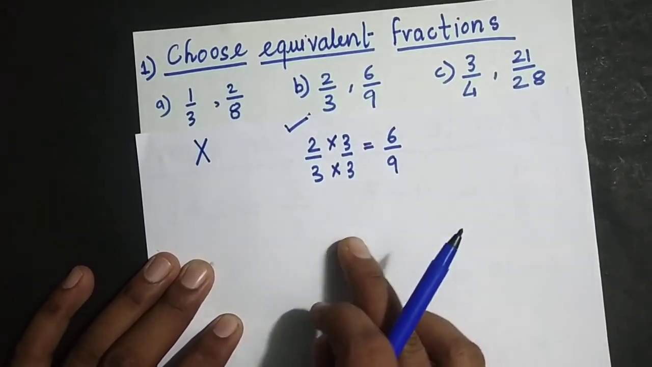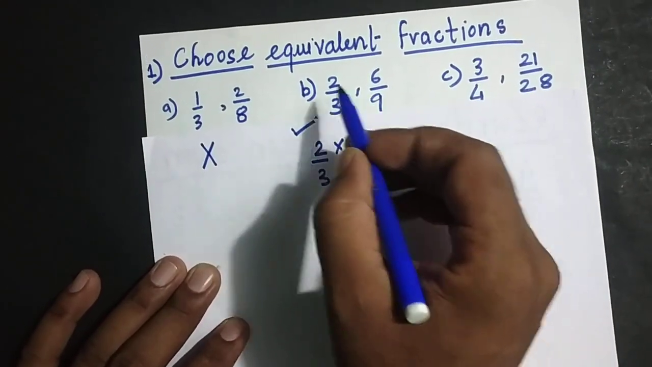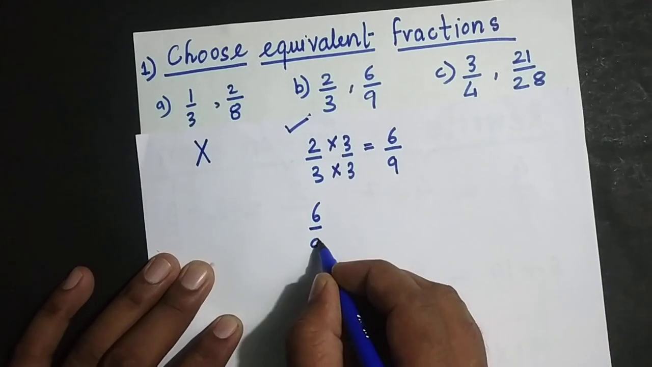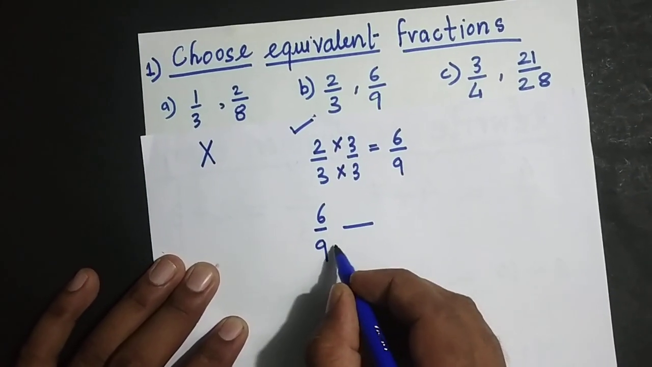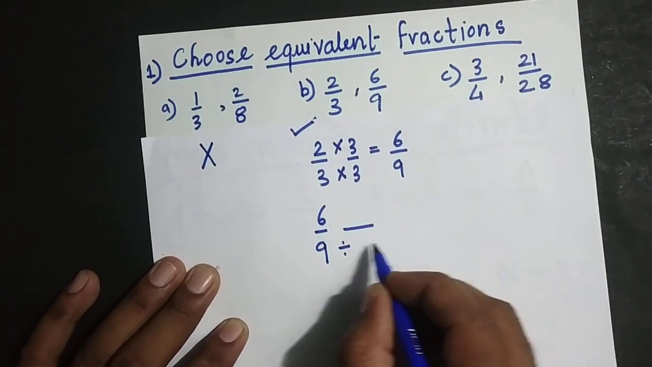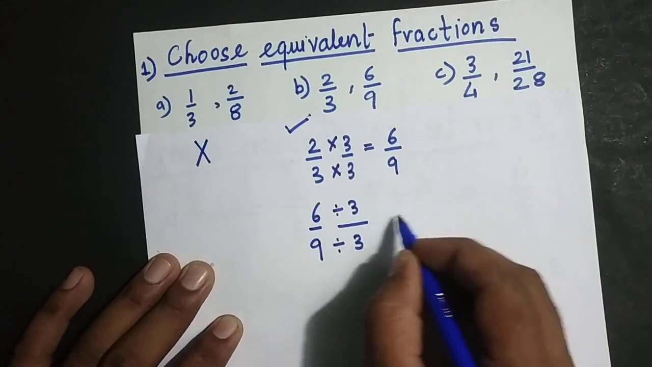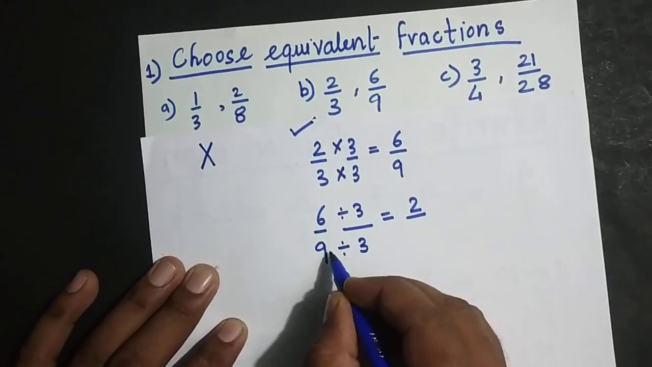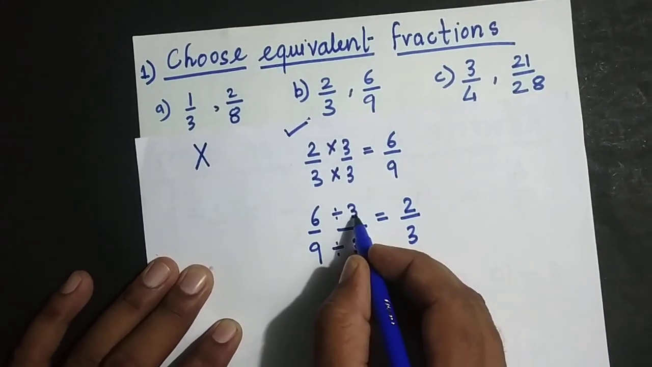There is one more method. Either you can make 6 by 9 equivalent to 2 by 3. How can you do that? See 6 by 9. If we divide 9 divided by 3 and 6 divided by 3, what will you get? You will get 2 here and 3 here. 9 divided by 3 is 3. 6 divided by 3 is 2.